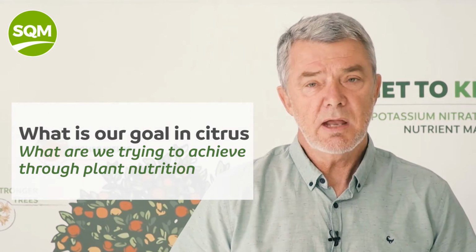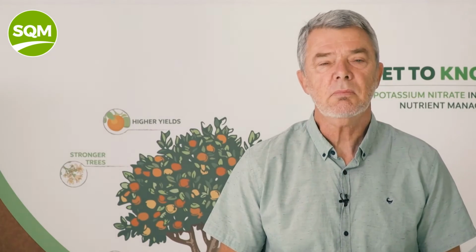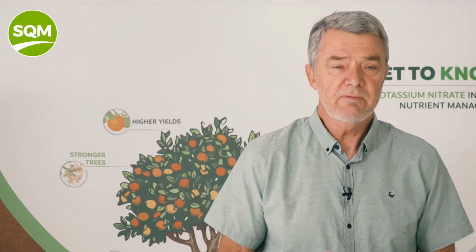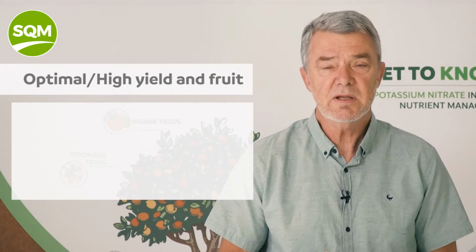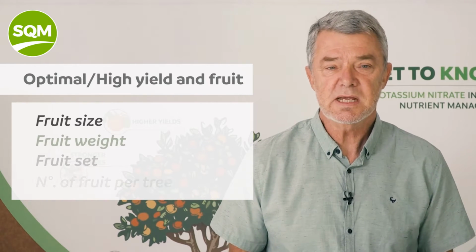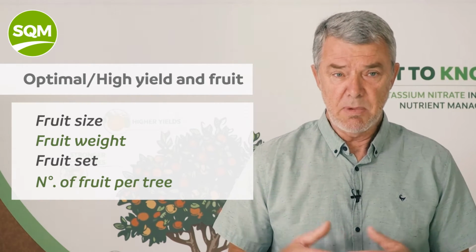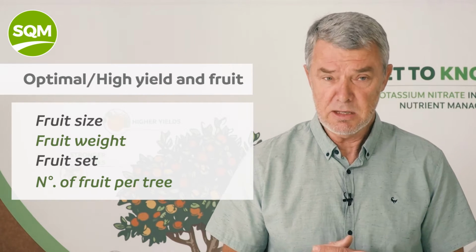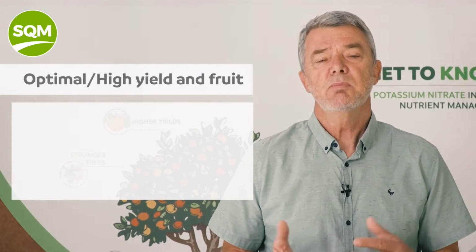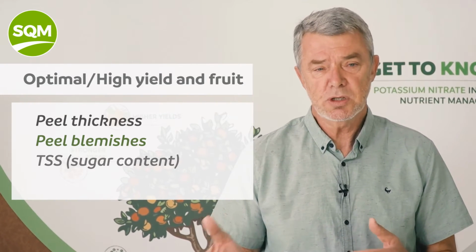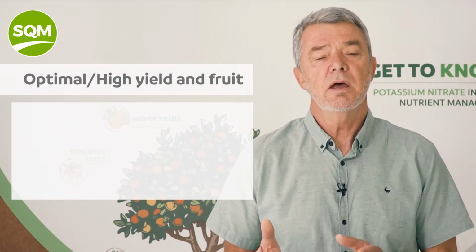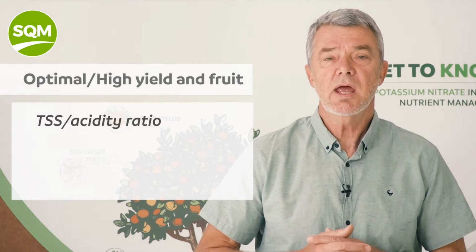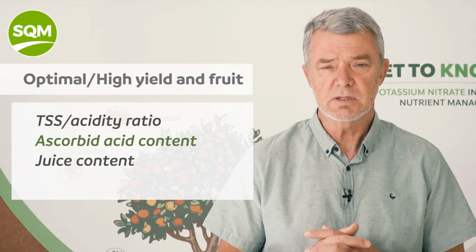Firstly, what we're trying to achieve are optimum yields, high yields, and the best fruit quality. From this slide, you can see what the various quality and yield parameters are, so I'll run through them briefly. We have fruit size, fruit weight, fruit set, and number of fruit per tree, and that all affects your yield. And then you have certain quality parameters such as peel thickness, peel blemishes, sugar content, which is TSS, the fruit acidity, the sugar to acidity ratio, the ascorbic acid content and the juice content.